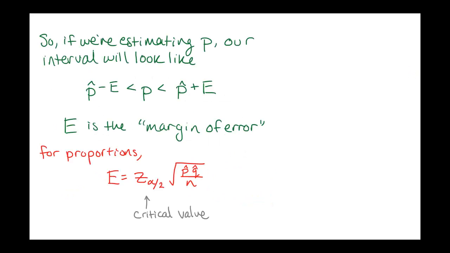So if we're trying to estimate that population parameter, or in this case the population proportion, we're looking for an interval that looks something like this. So we're going to say our population proportion, this is how many of all the voters are going to vote for our candidate, lies somewhere in between a lower bound and an upper bound.